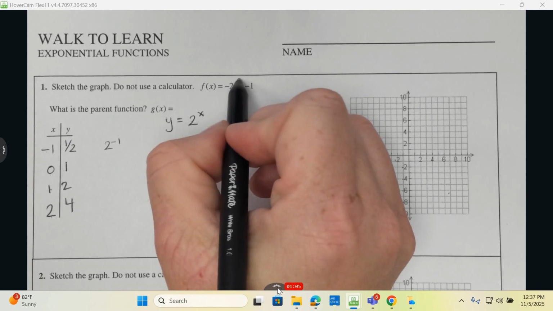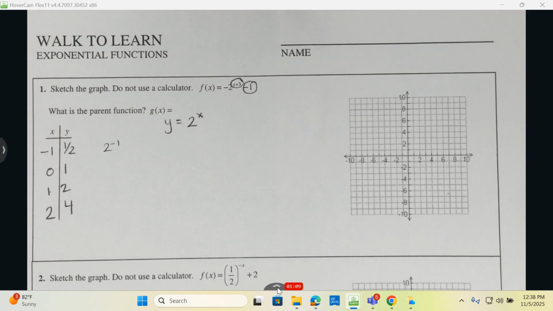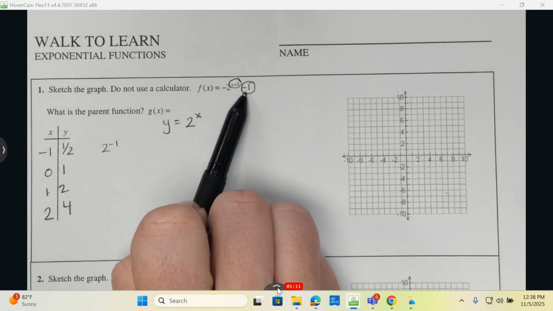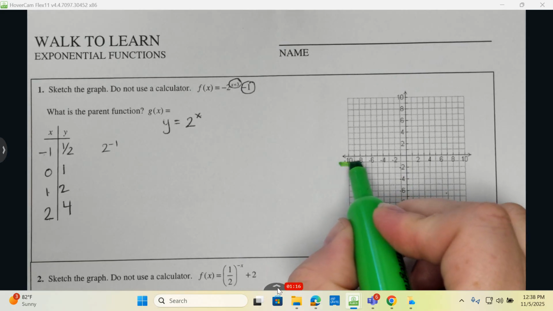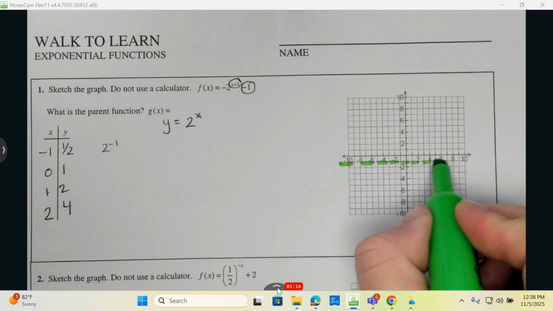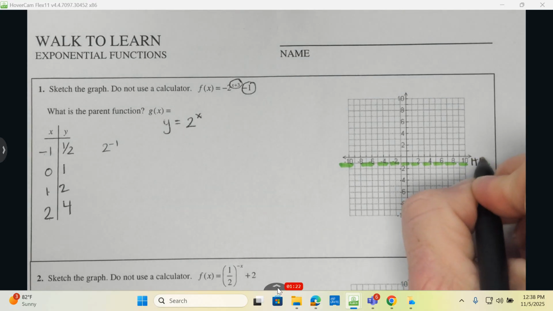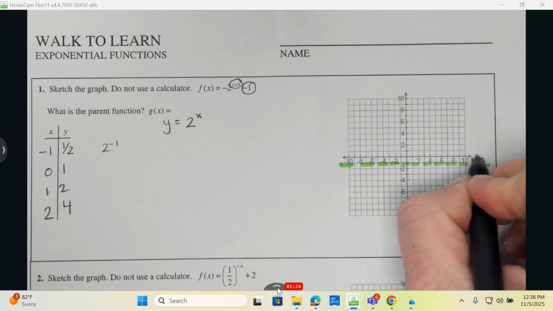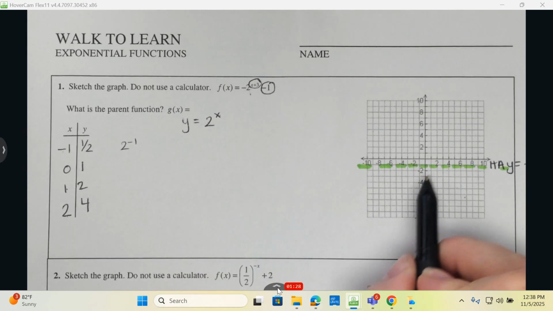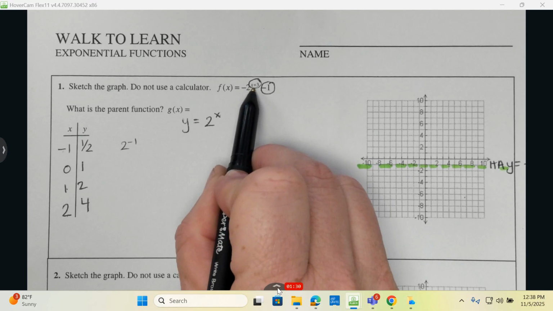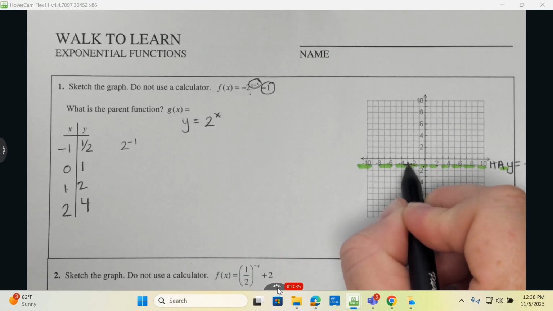So here we can see that we are going to do some shifts. We're going to shift things to the left 3, and we're also going to shift things down 1. So down 1 makes it look like this. I took that horizontal asymptote, and I'm going to come off to the side and write HA. Instead of the HA being y equals 0, it's going to be y equals -1. And now I'm going to shift what would be my origin to the left 3. So 1, 2, and 3.